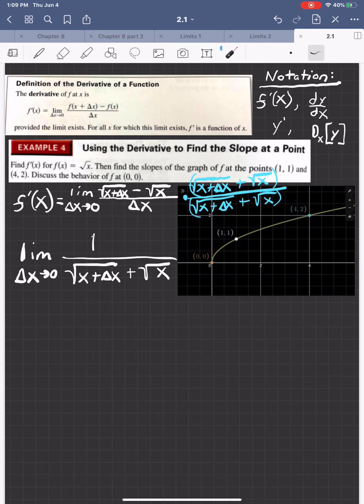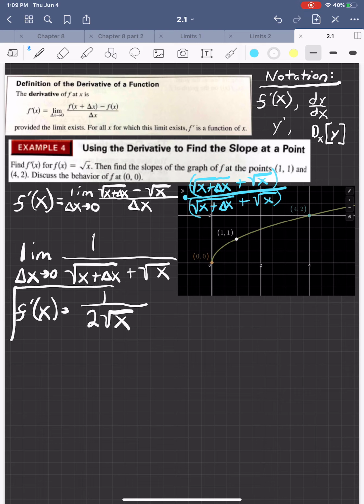If this is 0, that means my denominator is a square root of x plus another square root of x, therefore 2 of them. I have 2 square roots of x's. So f prime of x is going to be 1 over 2 square roots of x. This is your derivative.